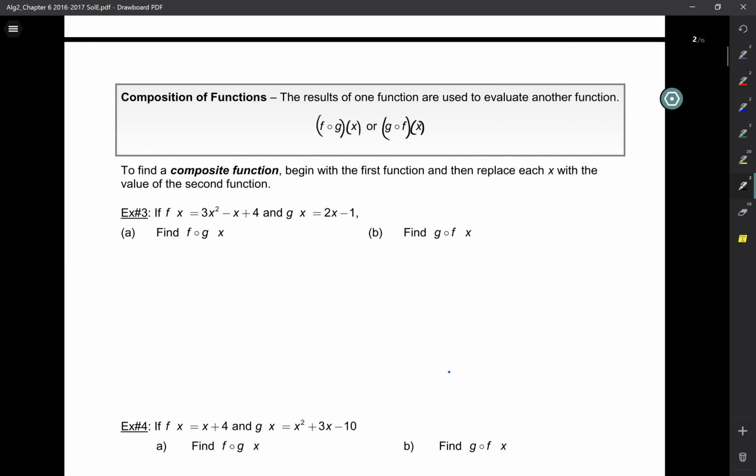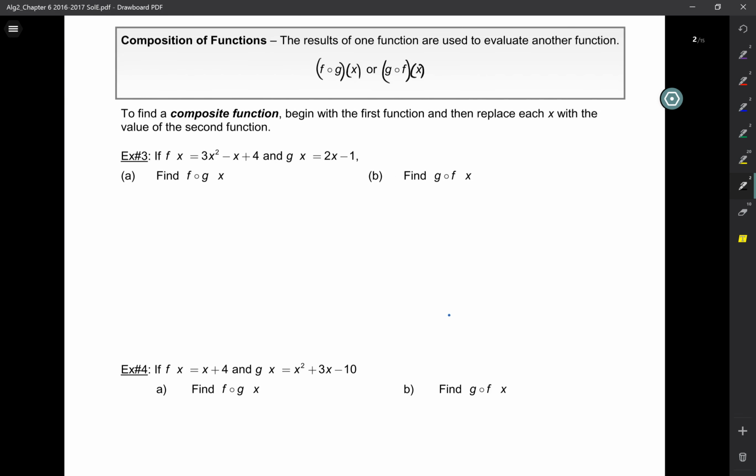Okay, so here's the big stuff. Composition of functions. What does it mean? What does that word composition mean? Or a composite, what does that mean? A part of. Right? Something that's made of some other stuff, right? All right. Well, a composition of functions is a function that's made up of two different functions. So we're going to get two functions, put one inside the other, and compose a brand new function. Okay? All right. How do you do this?